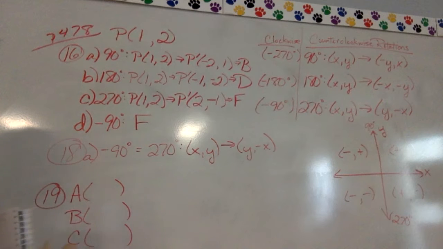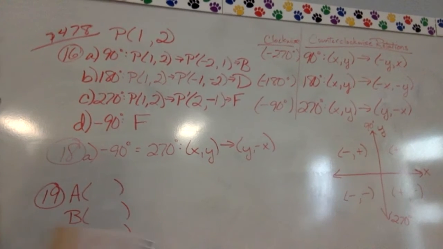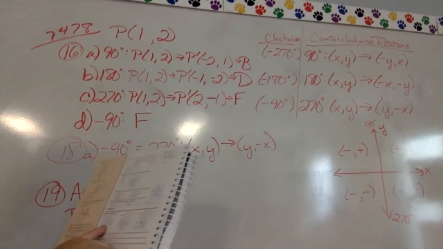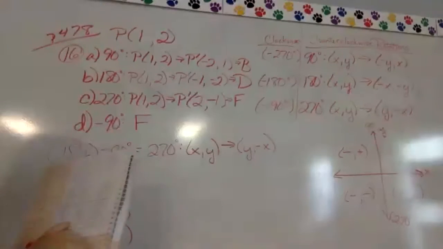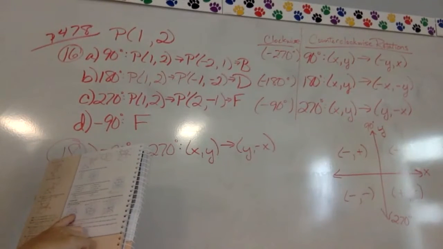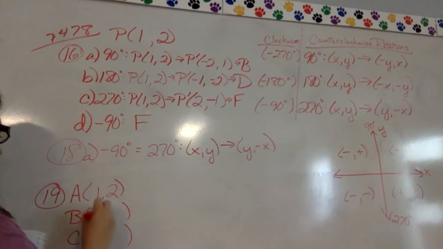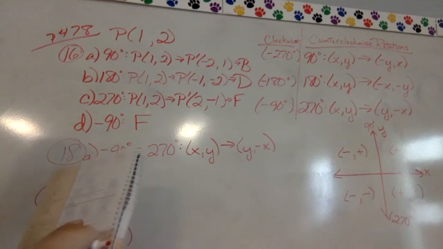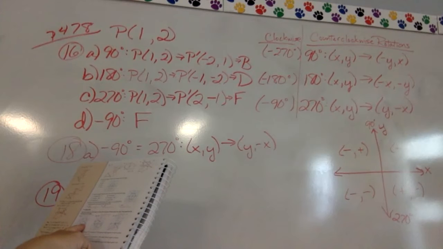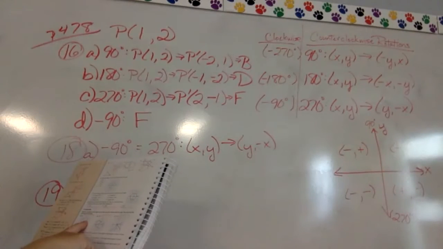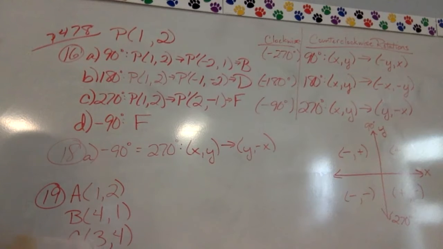So remember your coordinates: your first number is how far to the left or right, second number is how far up or down. So on A, it is 1 unit to the right and 2 up. So it's at (1, 2). B is at 1, 2, 3. Is that 4 to the right and 1 up? Yeah. And C is at 1, 2, 3 right, 1, 2, 3. Okay. Double check me and make sure you got the same points.